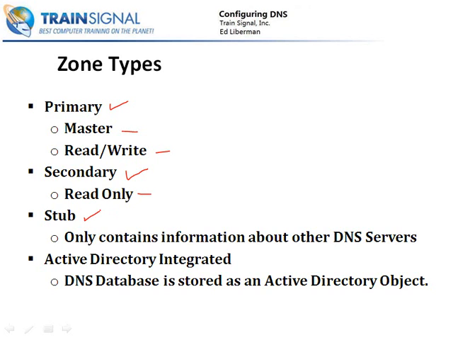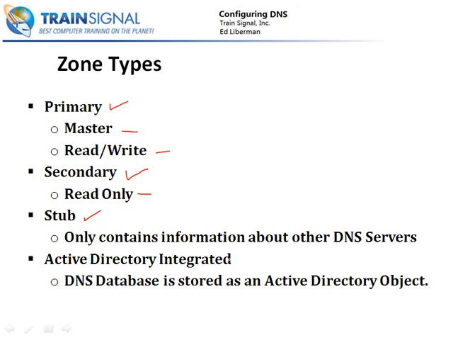Now, another type of zone that we now have is something called a stub zone. A stub zone only contains information about other DNS servers. It doesn't have a full database. Now, a moment ago, I mentioned delegation, or delegating to other servers. We're going to talk a little bit more about those delegates and see how it relates to stub zones in a moment.